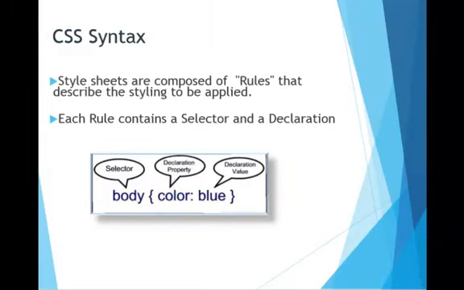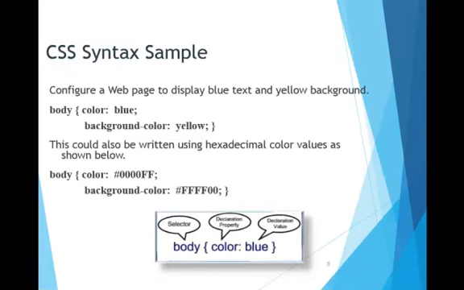CSS has a different syntax than HTML. They're comprised of rules that describe how the styling should be applied, and each rule contains what we call a selector and a declaration. In this example below, the selector is body, whereas the property is color, and then the value is set to blue.